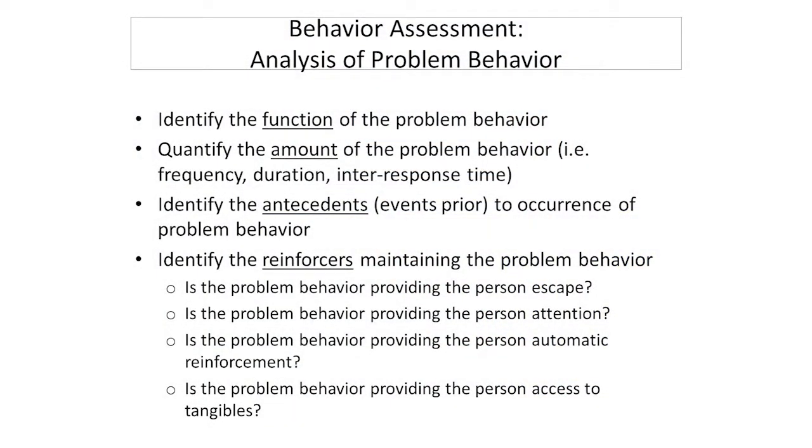So when we are assessing the problem behavior, we have to identify the function. We can't do anything until we figure out why they're engaging in that problem behavior. Even more simply, what is he gaining? He or she is winning at something, and they're getting it. Otherwise, they wouldn't be engaging and defaulting to the problem behavior.